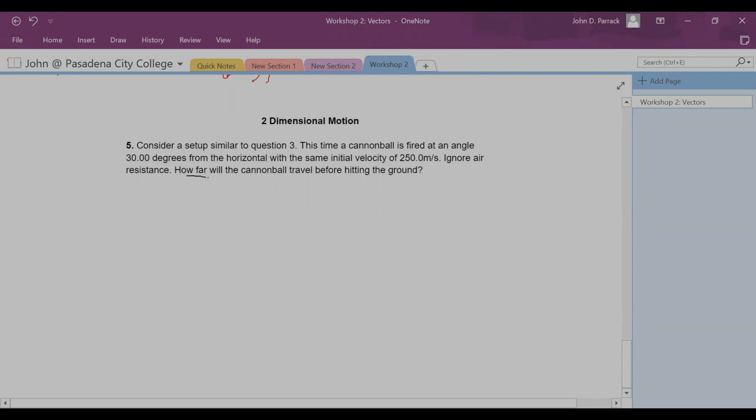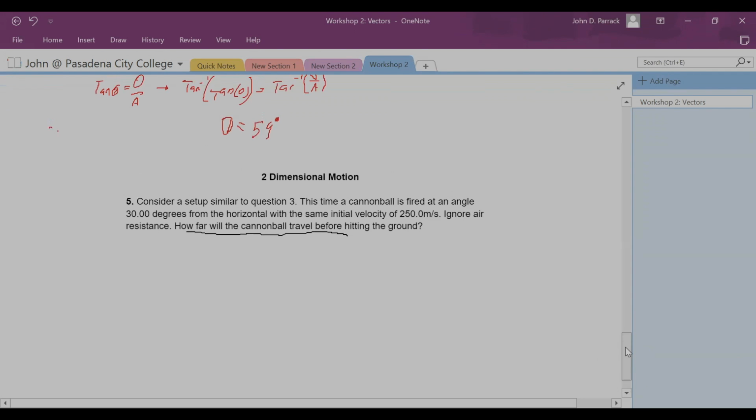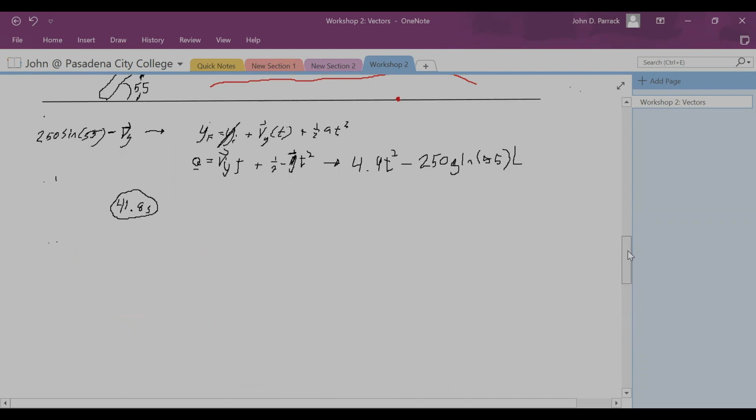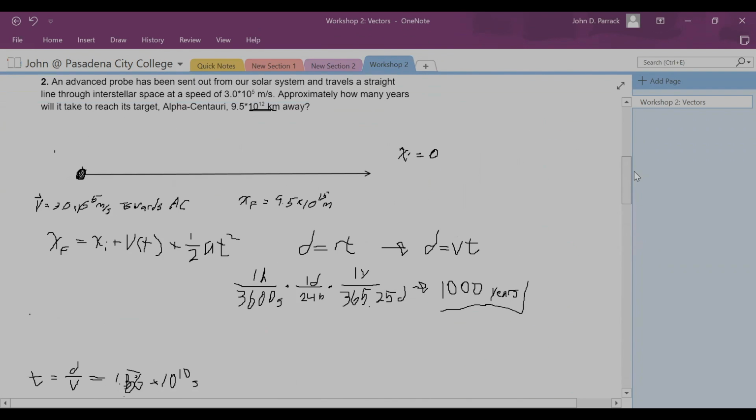Okay. So it's kind of the same thing that we did earlier, but now they're asking a different question. And also the angle is a little bit different. Let's see if we can steal any work from up above, because they say consider the same setup.